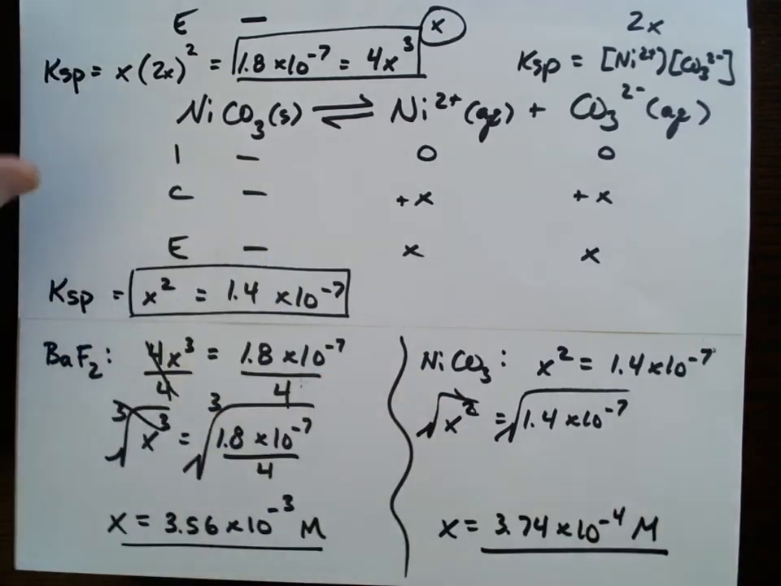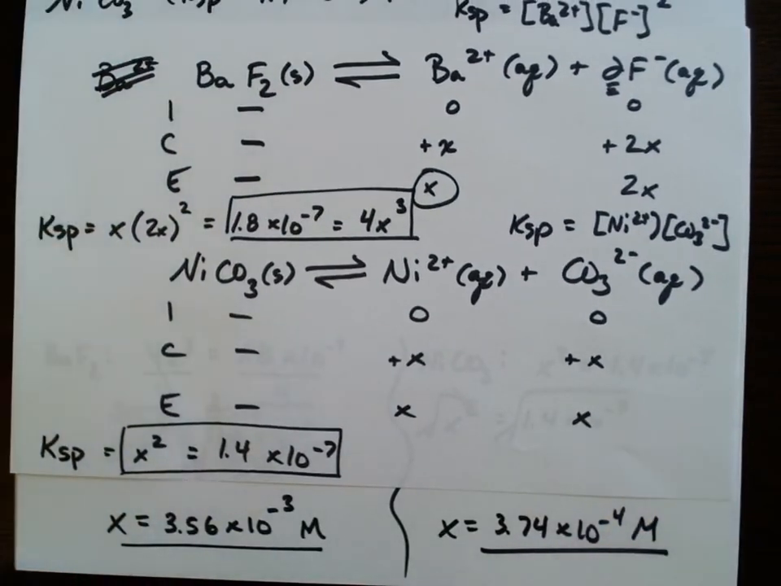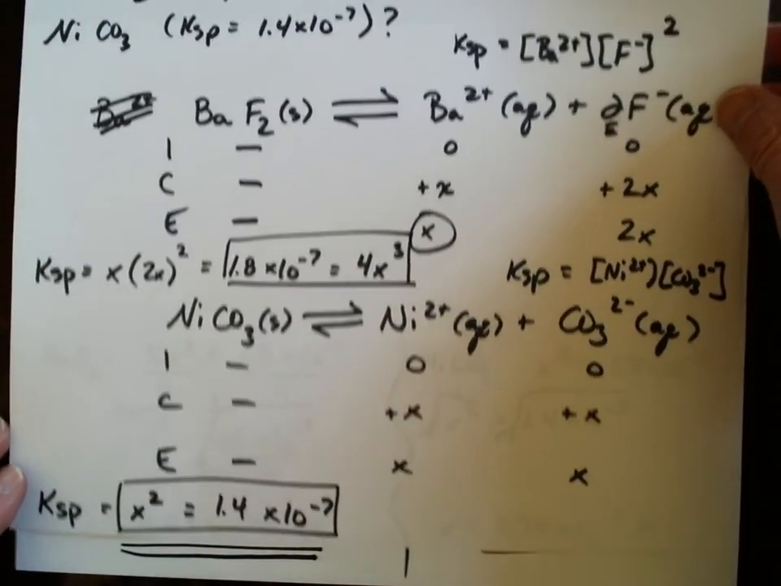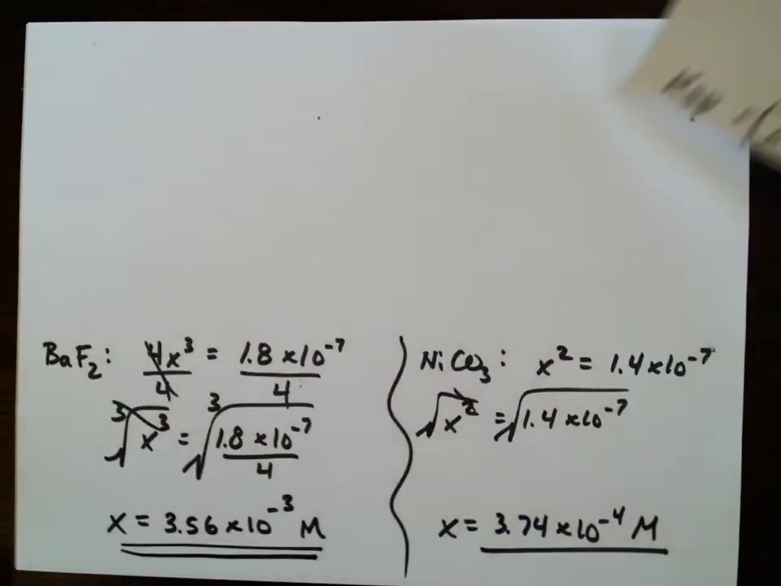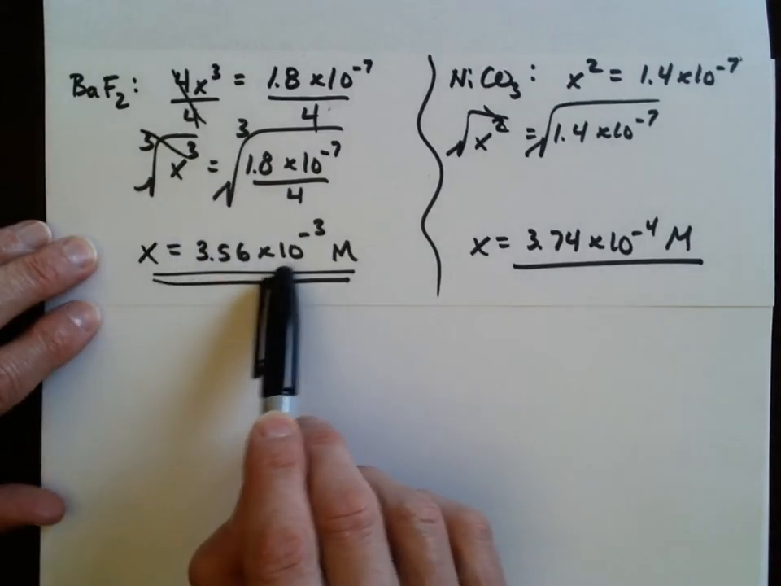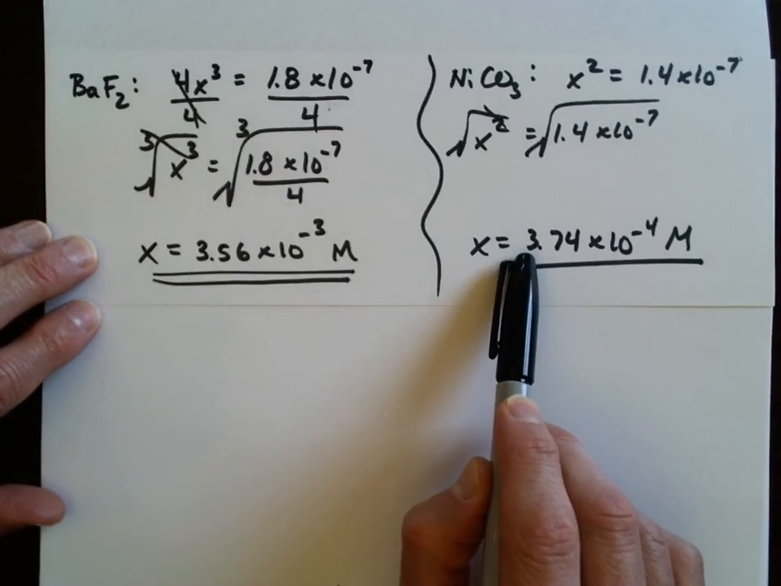So it looks like, by about 10 times, barium fluoride is going to be about 10 times more soluble than nickel carbonate, according to this particular analysis. So we've shown that on a per molar basis, we're going to get a higher concentration of barium ion than we are going to get a concentration of nickel ion.